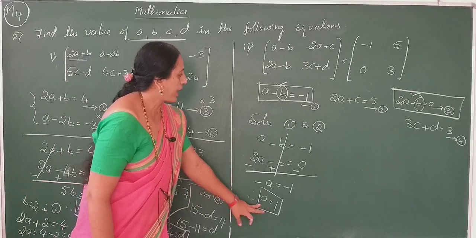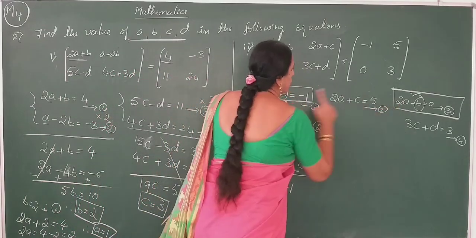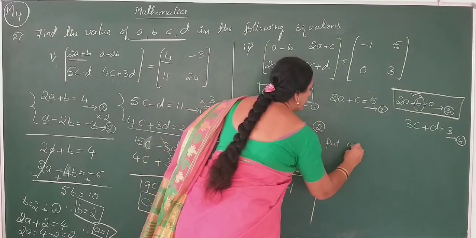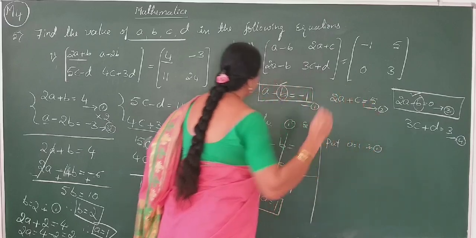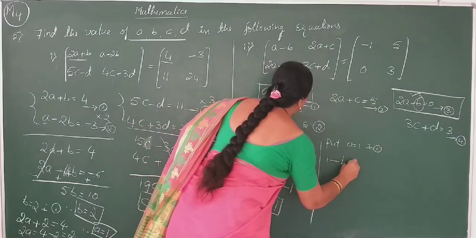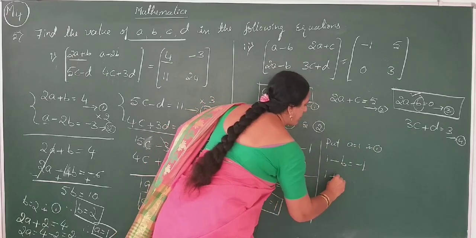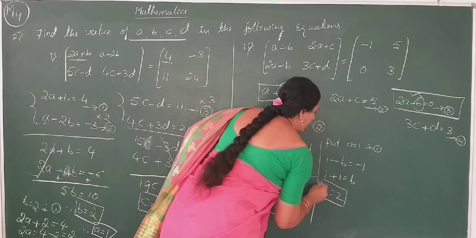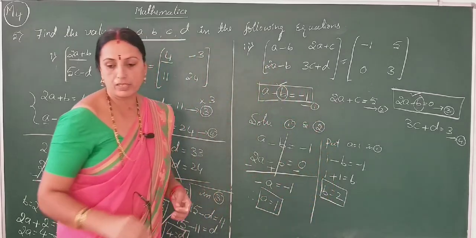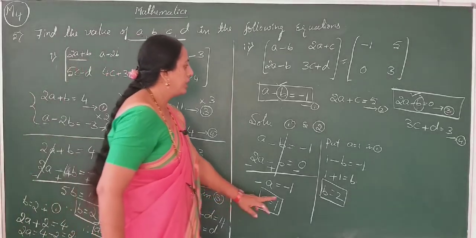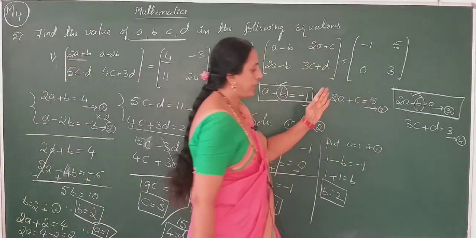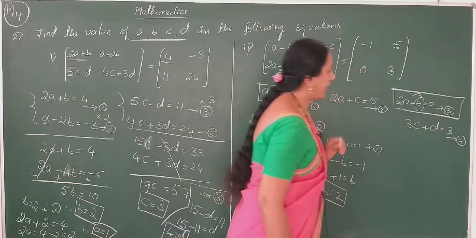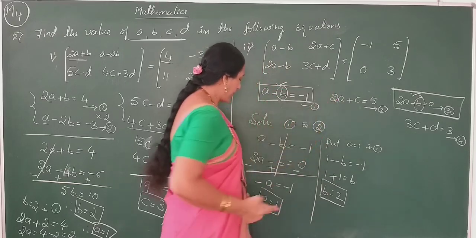Then such a value of A can be substituted in any one of these two equations to get the value of B. Put A is equal to 1 in equation 1. That is 1 minus B is equal to minus 1. Therefore, 1 plus 1 is equal to B, then B is equal to 2. These two are simultaneous equations, so solving them gives the values of A and B. But equations 2 and 4 are separate equations, 2 depends on A and C, and 4 depends on C and D.